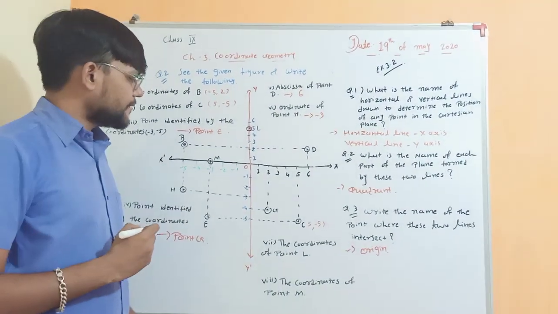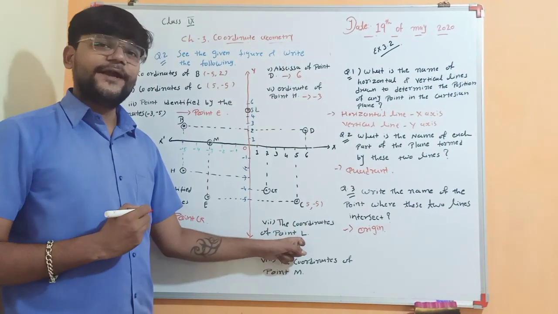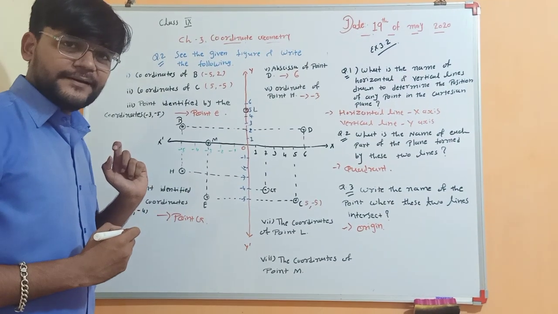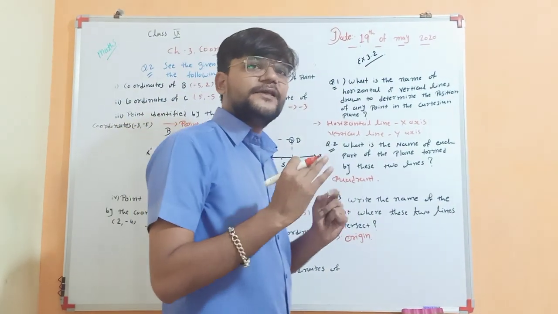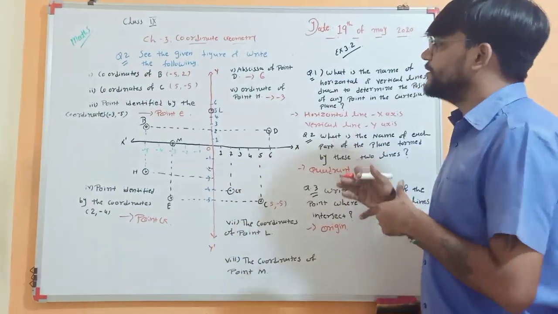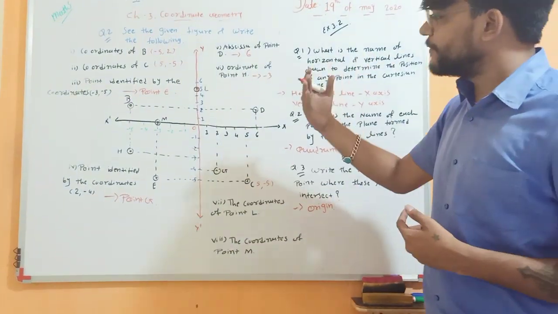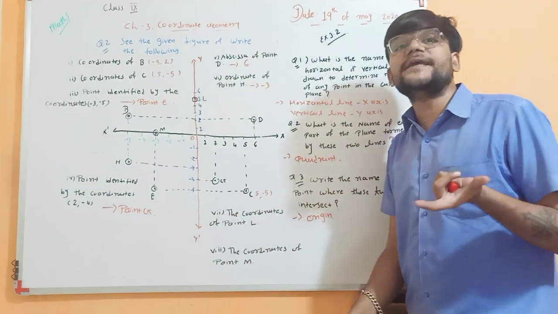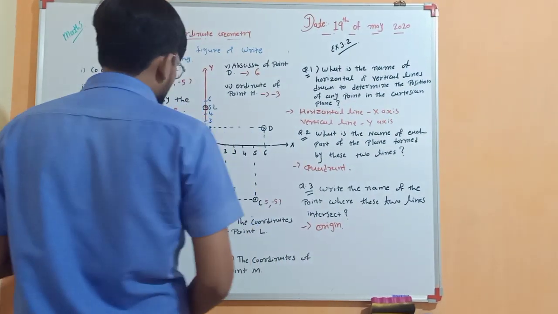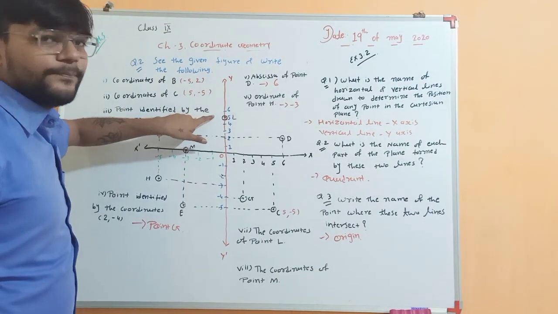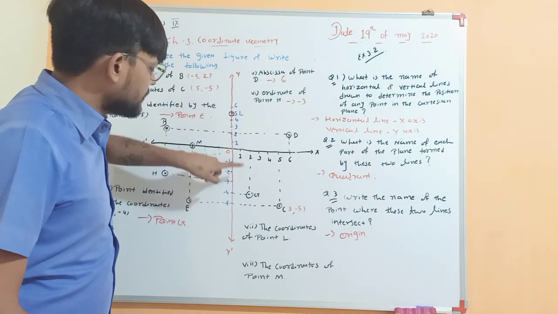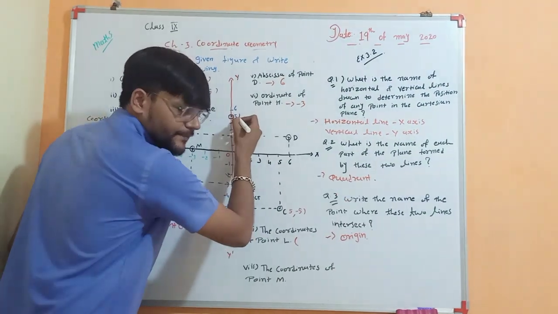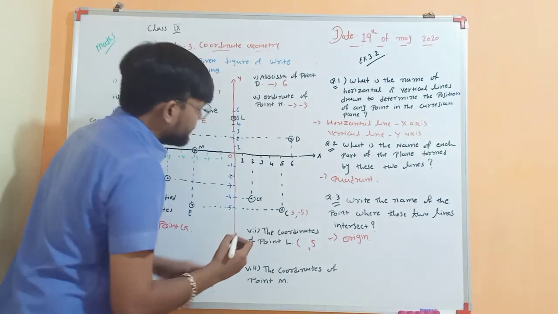Now next question, number 7, is the coordinates of point L. Now L is present on the y axis, right? And this thing I already mentioned in your important points, in your important notes, right? If the point is present on the y axis, that means the x coordinate should be 0, right? And the point is present on the y axis where? At plus 5. That means the coordinates of point L are 0 and 5, where the y coordinate is plus 5, and it is present on the y axis.